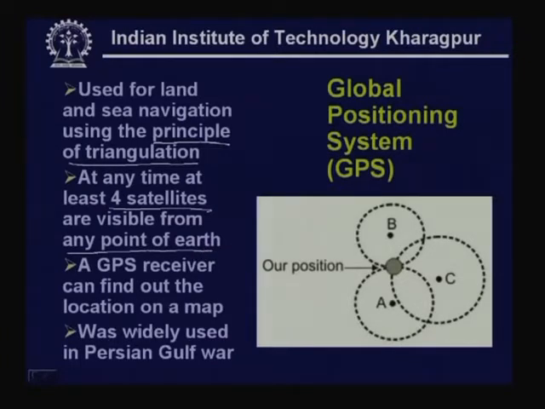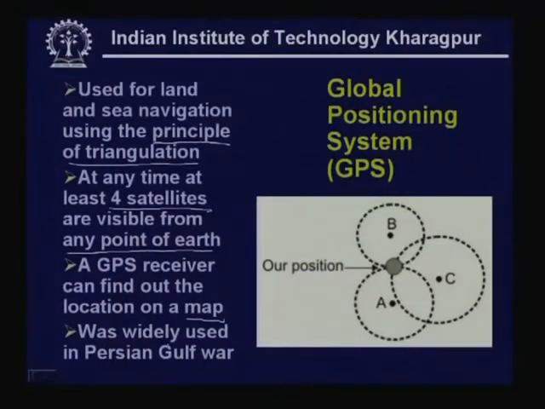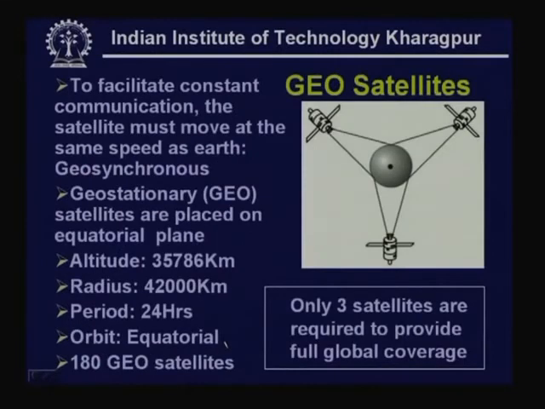So a GPS receiver can find out the location on a map. Nowadays there is no need to use the compass, but you can use a GPS receiver for the purpose of positioning. In fact, this was widely used in the Persian Gulf War for identifying the position of different vehicles used in war. So this is your GPS.